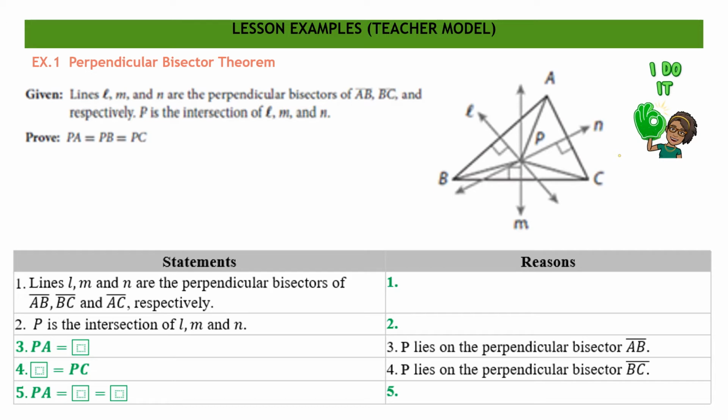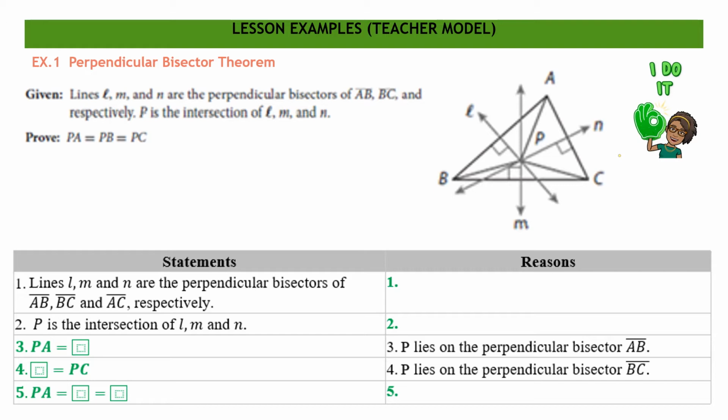The first example says that we're going to prove the perpendicular bisector theorem. In this proof, they give us lines L, M, and N are the perpendicular bisectors of the sides of the triangle, AB, AC, and BC respectively. And we have P as the intersection of lines L, M, and N. We are trying to prove that the distance from P to A, which is a vertex, from P to B, another vertex, and from P to C, another vertex, are equal to each other.